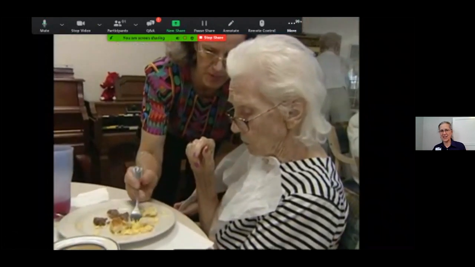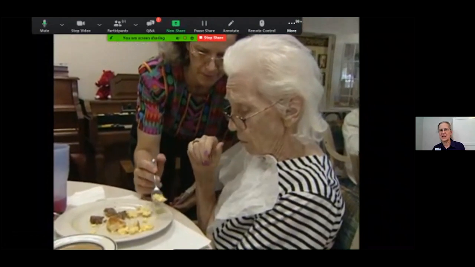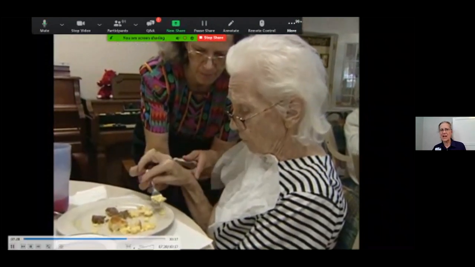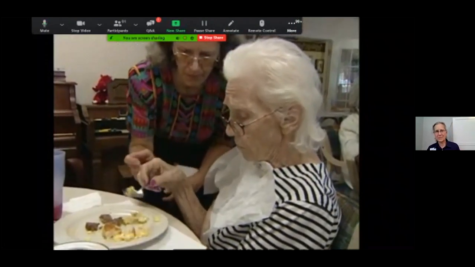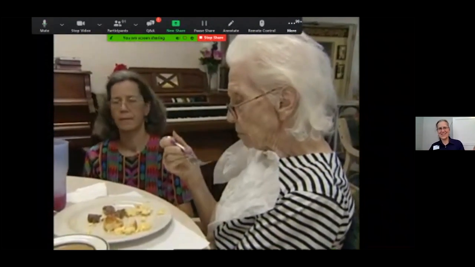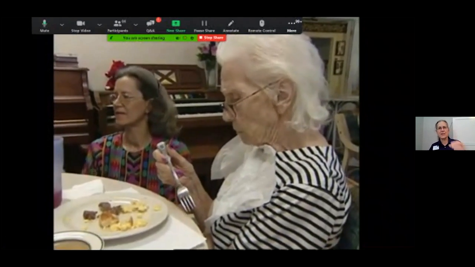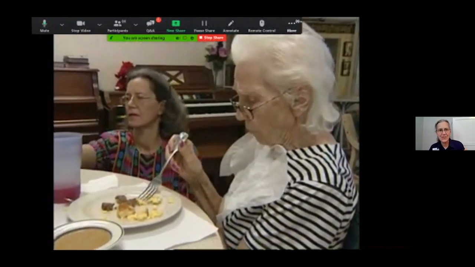And what Susie can't do is she can't load the fork very well and then bring it to her mouth. She needs a little more assistance. Once I load it up, she can bring it to her mouth, but that sequence, load the fork and bring it to your mouth. Let's see what she does now though.